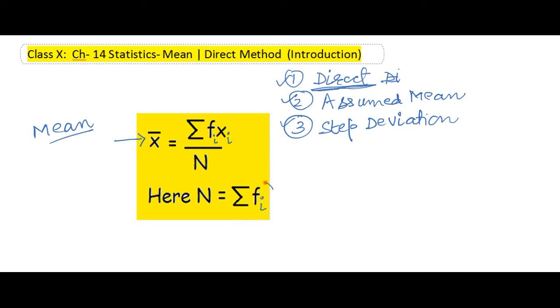So what is sigma fi? It is the sum of all frequencies. And sigma fi xi, what is fi xi? It is the product of frequencies and variables. Let us study this formula in detail by solving one question, which is now on your screen.